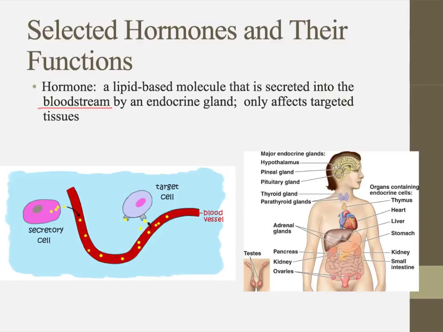So, for example, the pancreas, which we'll talk about more in a little bit, secretes a hormone that only affects your liver cells. So that hormone is actually circulating all throughout your body. But if those cells don't have these special receptors, they pay no attention to that hormone. Okay? It's only the target cells with the special receptors that are affected by that hormone in the bloodstream.